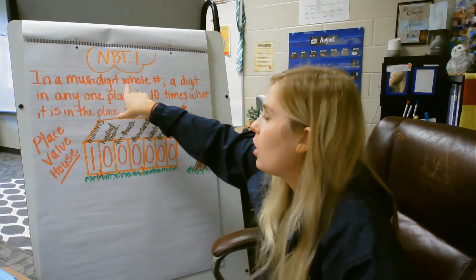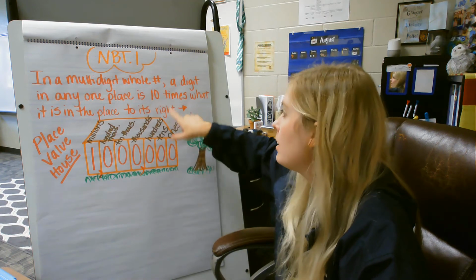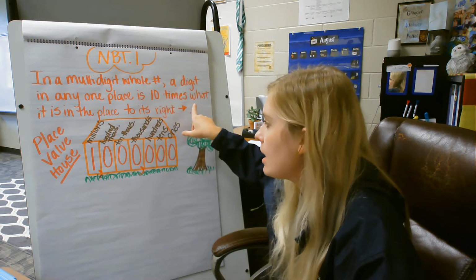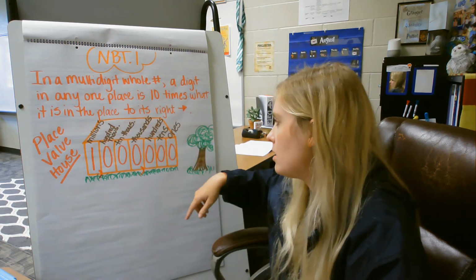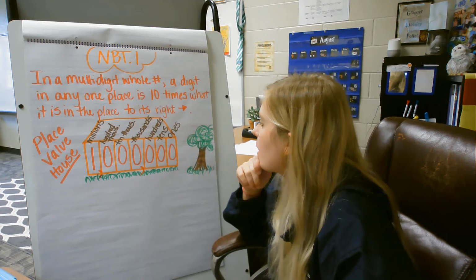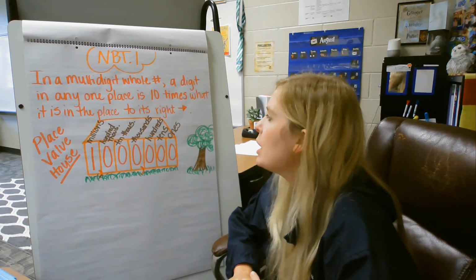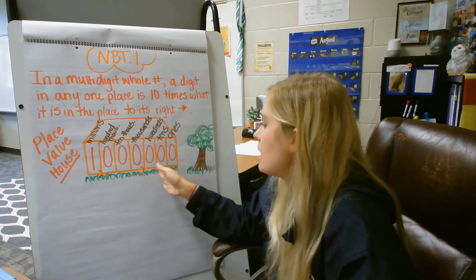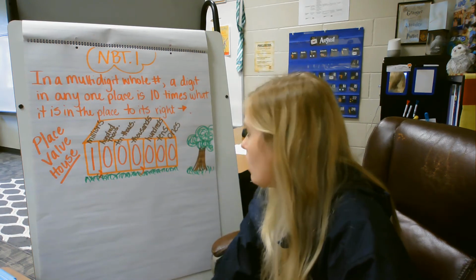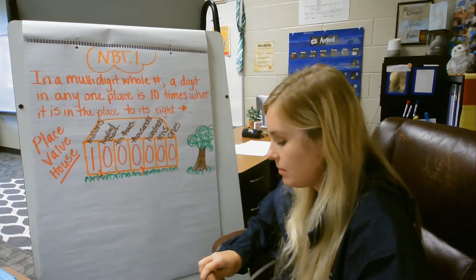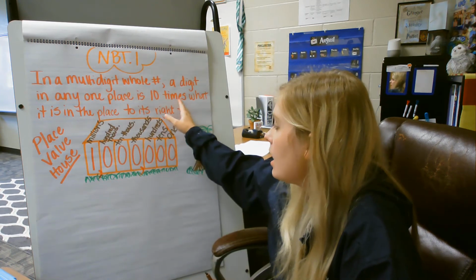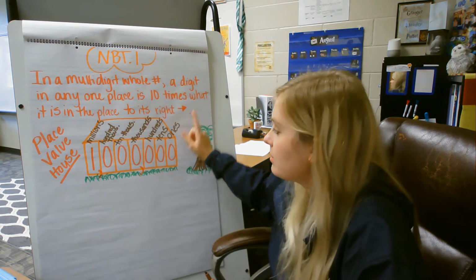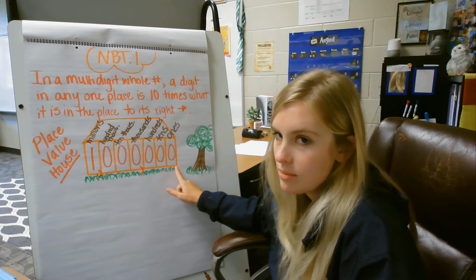In a multi-digit whole number, like this one, a digit in any one place, like the ones place, is 10 times what it is in the place to its right. Let me explain this, it does sound very confusing, but any digit in any one place in the whole number. So let's pick the tens place. The tens place, according to the standard, is going to be 10 times what it is in the place to its right, and I gave you an arrow, 10 times the place to its right.